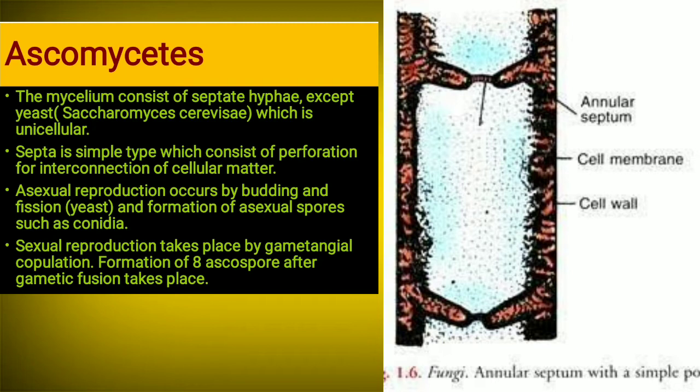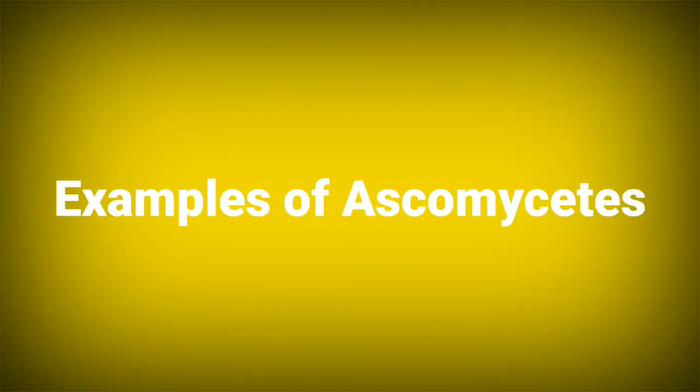So ascospores are sexual spores, whereas the conidia and arthrospore are asexual spores in case of Ascomycetes. Now let's come to the examples of Ascomycetes.